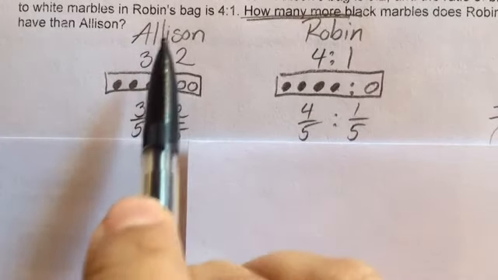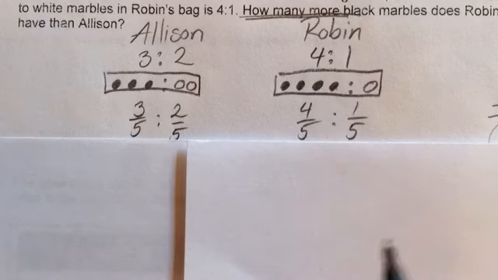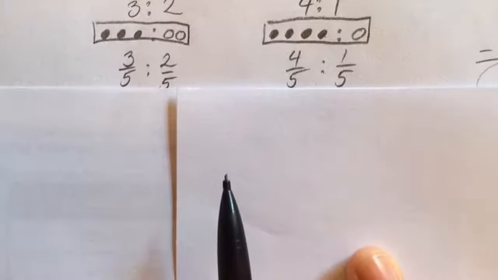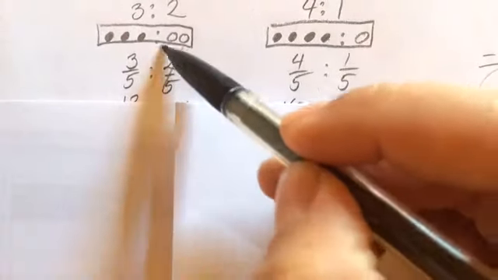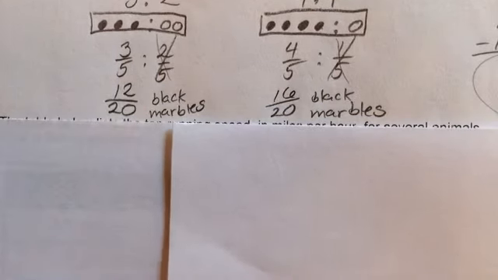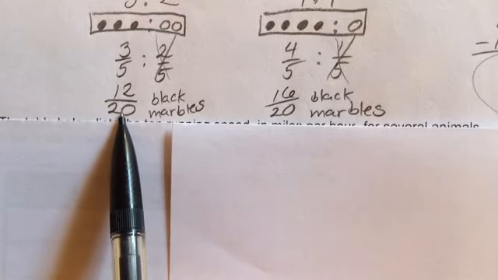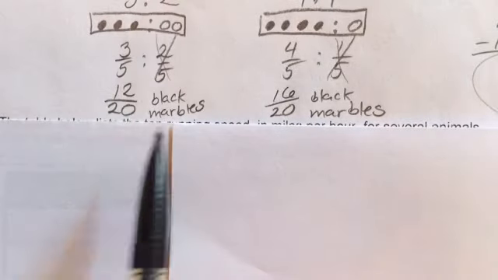So 3/5 of Allison's marbles are black and 4/5 of Robin's marbles are black. The question is only asking about the black marbles, so I don't have to worry about the value I got for the white marbles because it's not asking me about that. Here we go. I'm going to change the denominator to 20 because there are 20 total marbles in each girl's bag.